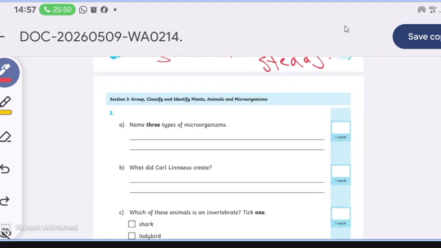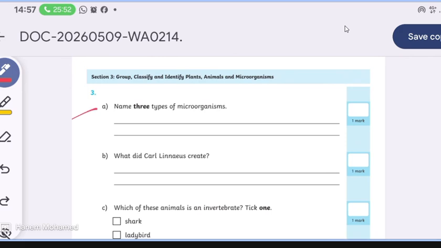Okay, the next is Judy. Name 3 types of microorganisms. This is the second unit, which is talking about microorganisms, bacteria, viruses, and so on. So if I said name 3 types of microorganisms that can live around us, like what?